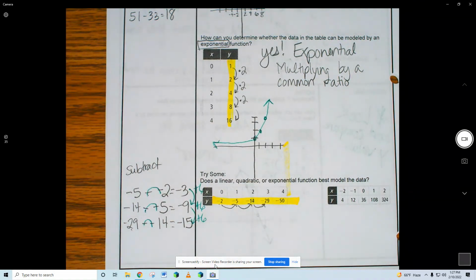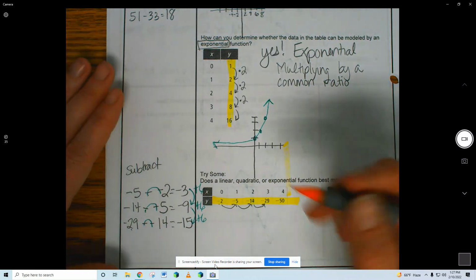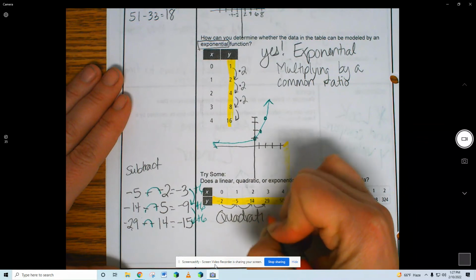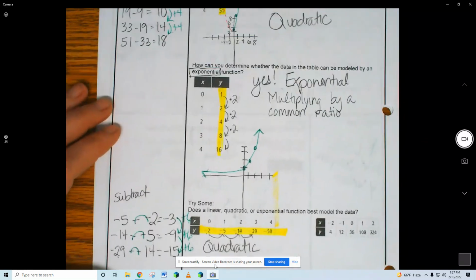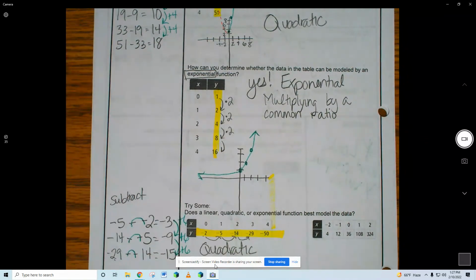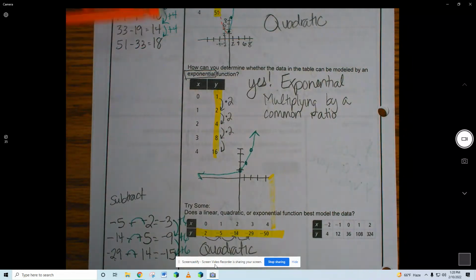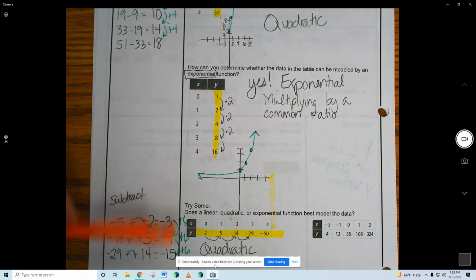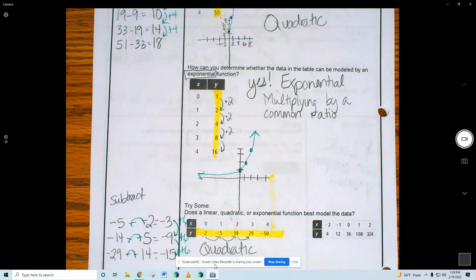That creates a pattern. So, quadratic. Please notice these are both quadratic here. Right here, I had the same pattern, but I had to subtract first. Quadratic takes the most work.